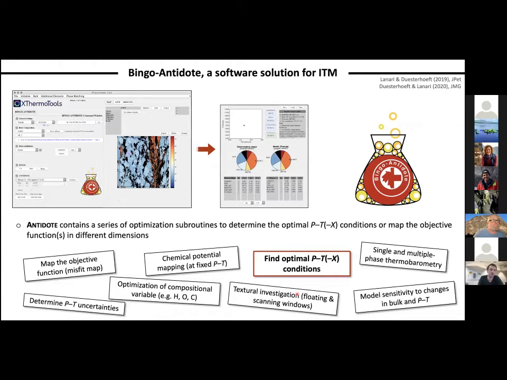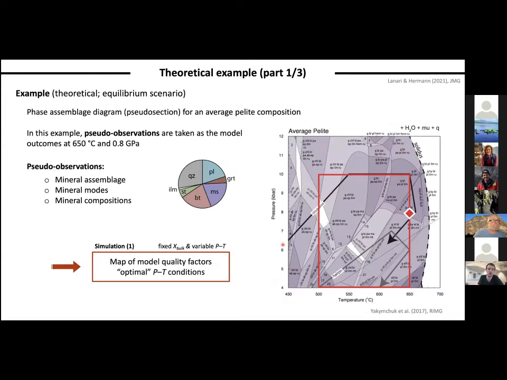How does it work? The perfect way to start is to assume that the thermodynamic data are perfect and that we have a perfect sample for which we know the composition. So I'm starting with a theoretical example. I took this phase diagram from Chris Yakymchuk that is calculated for an average phyllite composition. And I took the model outcome at 650 degrees and 0.8 GPa as what would be our rock. So those are pseudo observations, fake observations. And we obtain a mineral assemblage, mineral modes and mineral compositions. That's what you obtain at this PT condition.